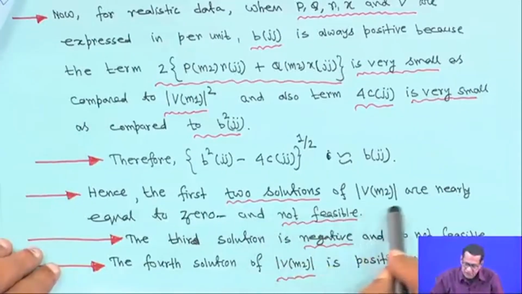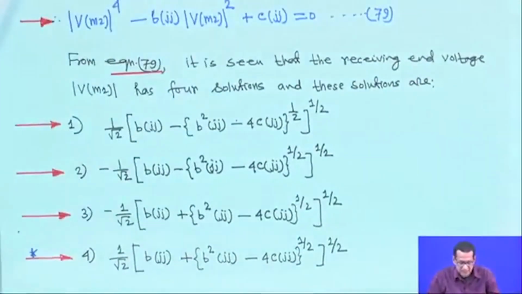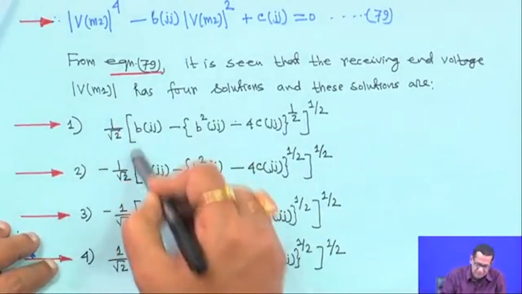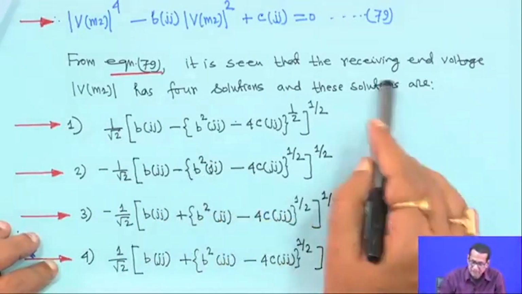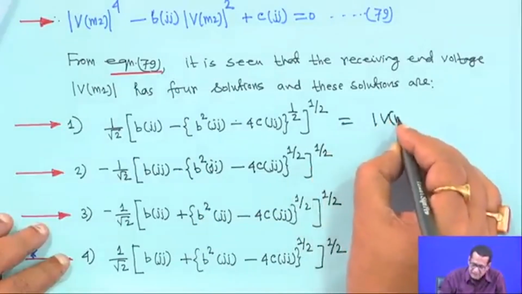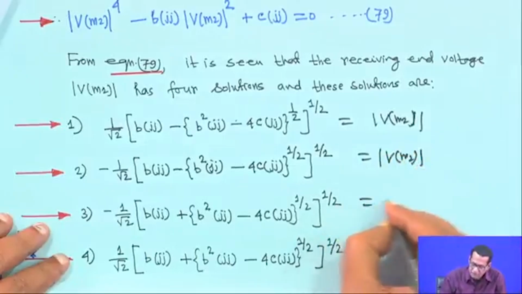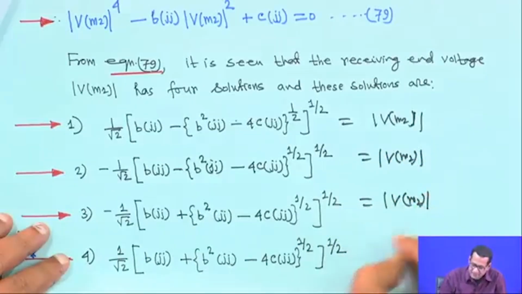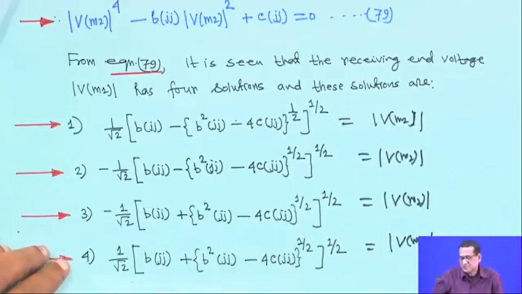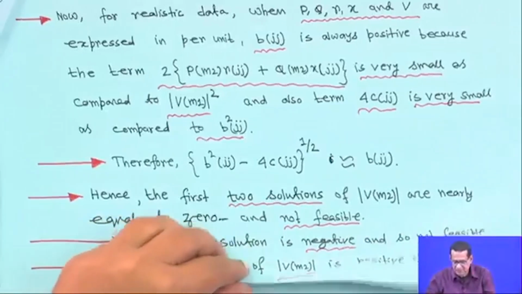Hence the first two solutions of V_m2 are nearly equal to 0 and not feasible. This is the solution of V_m2, the receiving end voltage. There should not be any confusion. These are all V_m2, 4 solutions. I am writing on the right hand side, because on the left hand side there is no space. Only the fourth solution is feasible. In the third solution, as I told you, it is negative and so not feasible, and the fourth solution of V_m2 is positive and feasible.